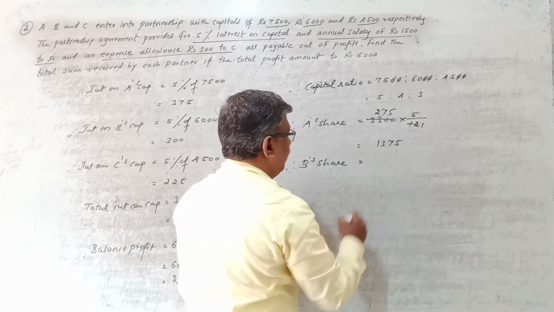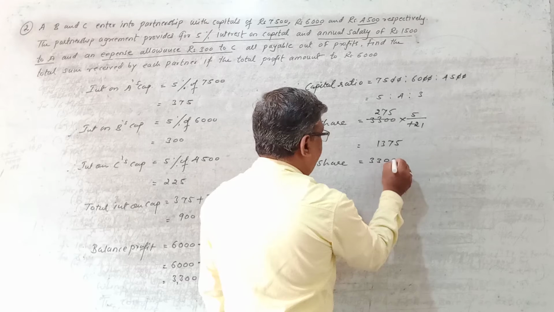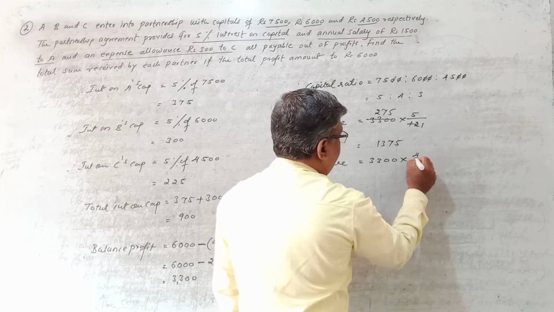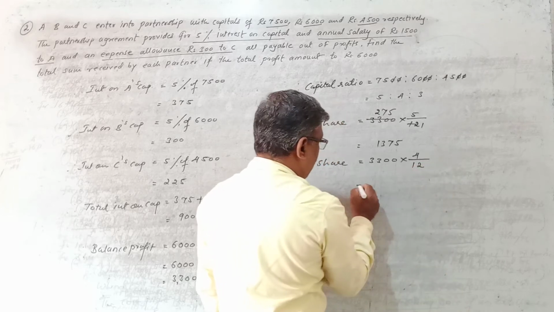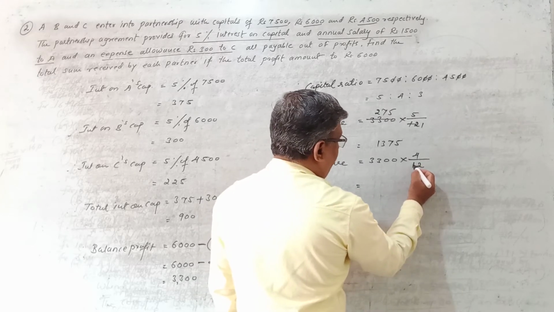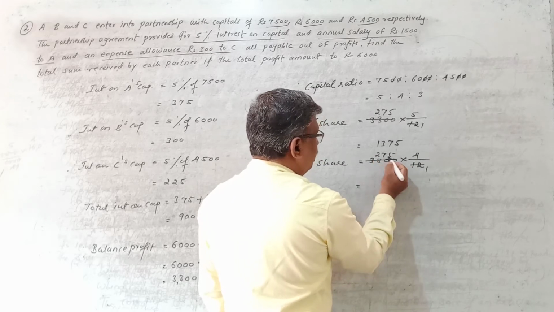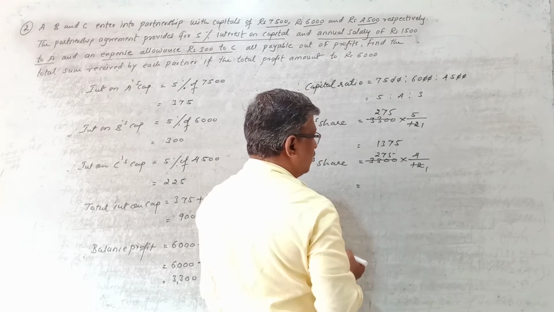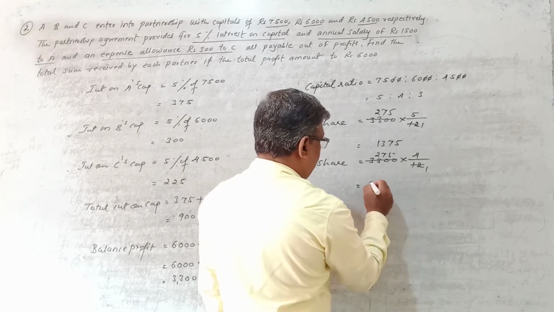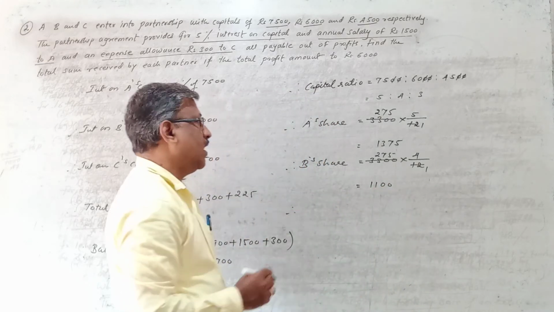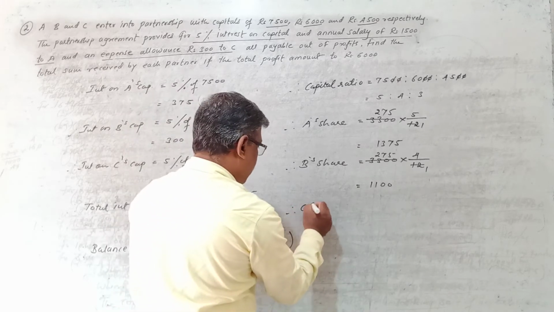B's share of profit is equal to the profit 3,300 multiplied by B's share, which is 4 divided by 12. Divide this, 3,300 by 12, and it is 275. You multiply 275 by 4, and it comes to 1,100. And like that you have to distribute to C now.